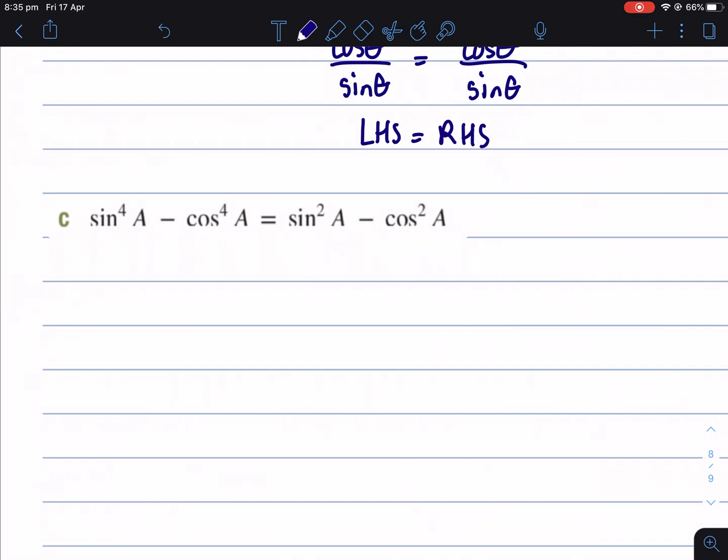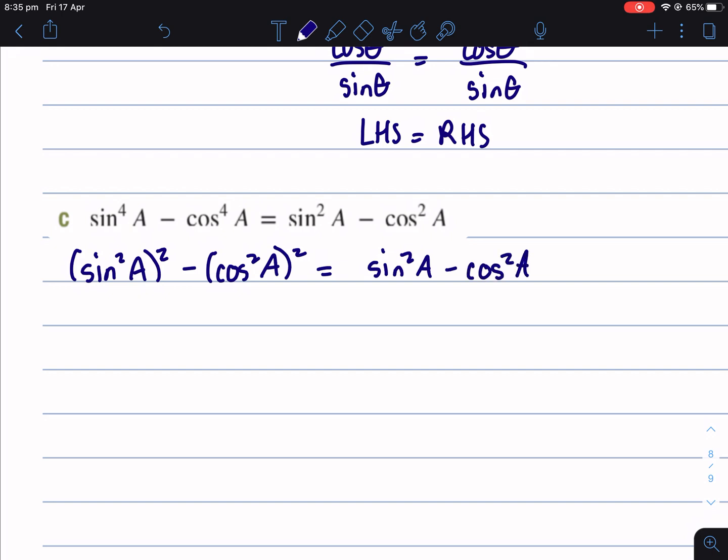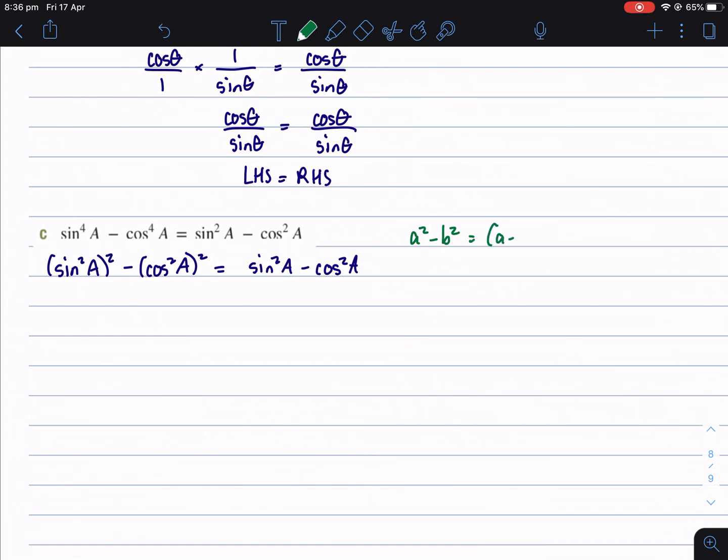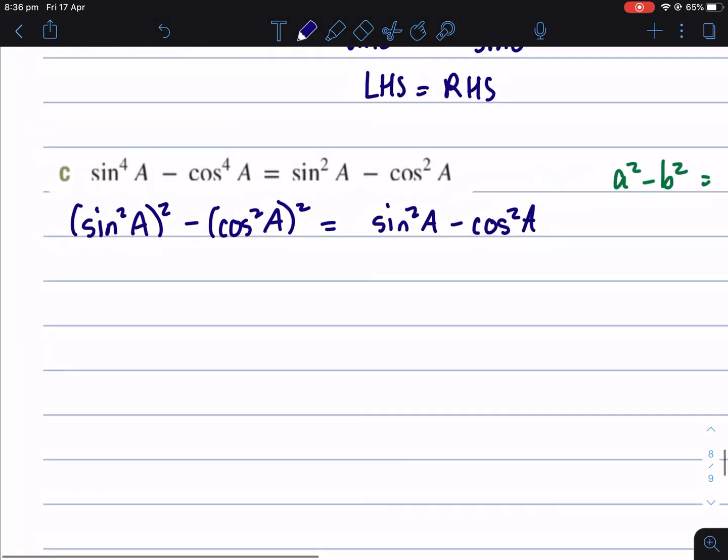Ooh, okay. Now this is the same as sine squared A squared take cos squared A squared. We're trying to prove it comes out as sine squared A take cos squared A. Now, just to remind you, if I have A squared take B squared, then that's A take B, A plus B, isn't it? From chapter 3 or whatever it was. 2, maybe? 1. No, 1.